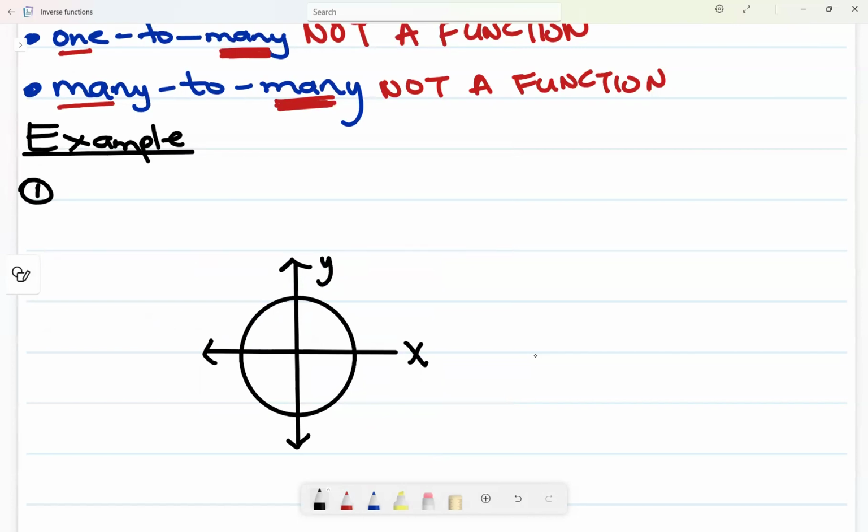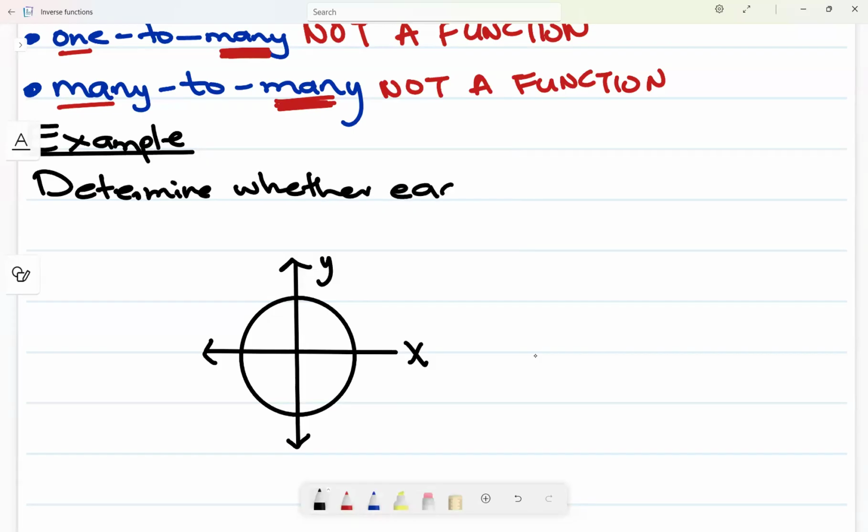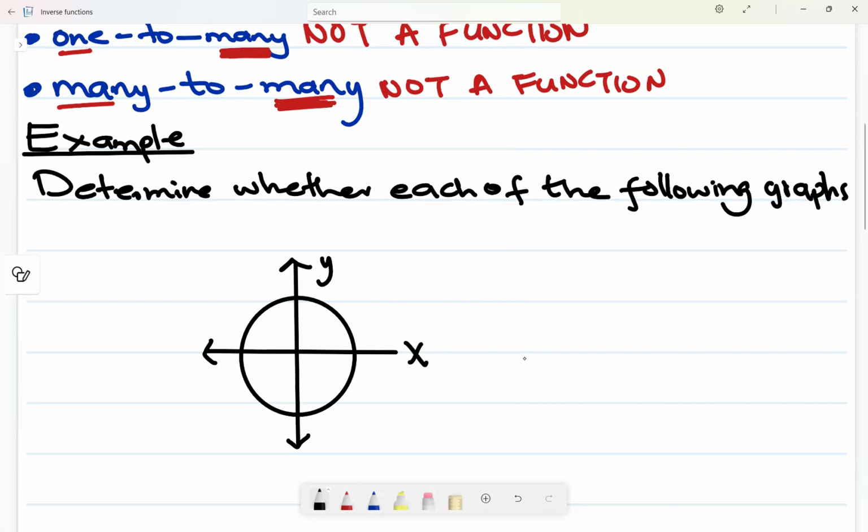It says, determine whether each of the following graphs is a function or not. Can you see, we call it a graph because we haven't proven it. Cool. Now, this is on number A.